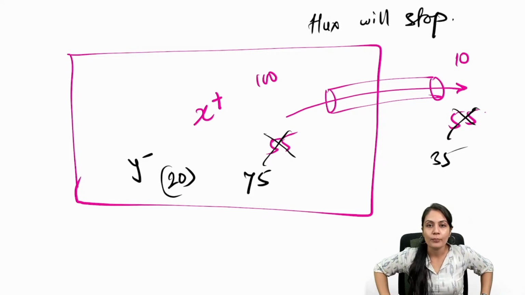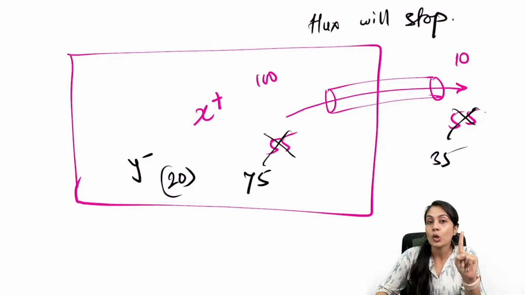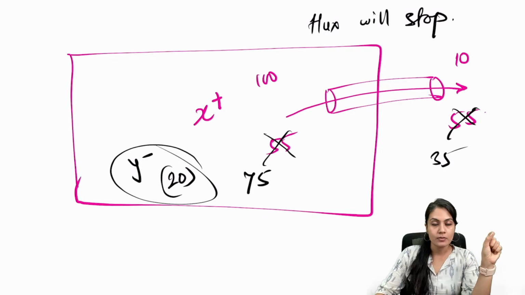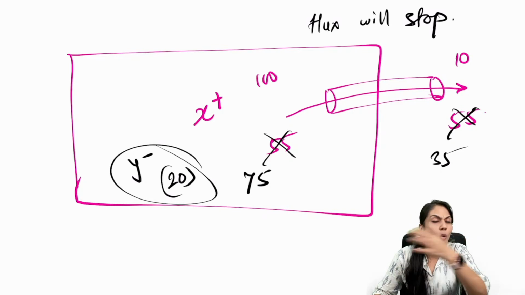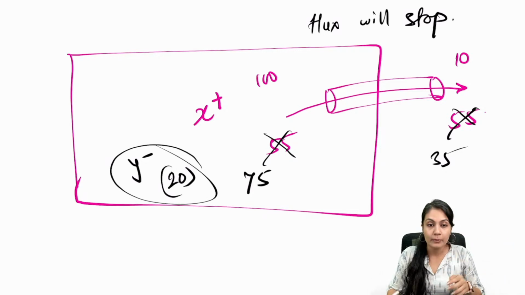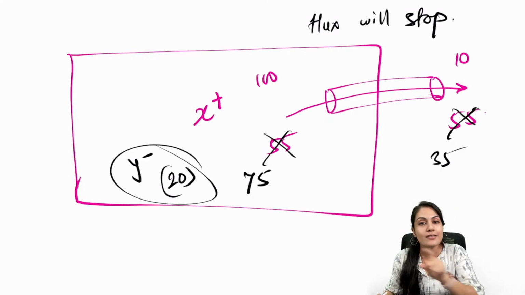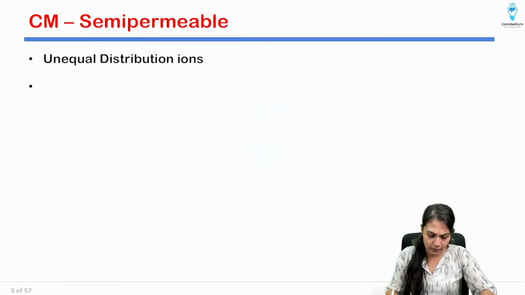That means the X ions won't move outside, and this happened because of non-diffusible ions or non-permeant ions. They will hold on to the permeant ions also. So there is going to be unequal distribution of all the ions, right? That means the non-permeant ions are affecting the permeant ion. This is known as Gibbs equilibrium. Okay, very easy. Gibbs equilibrium.